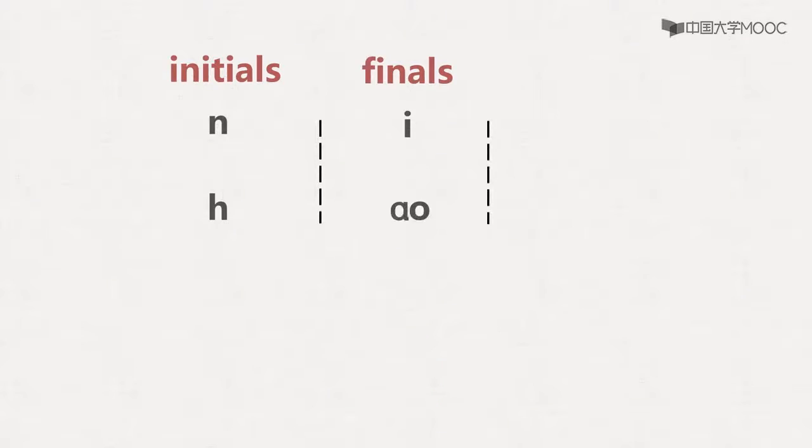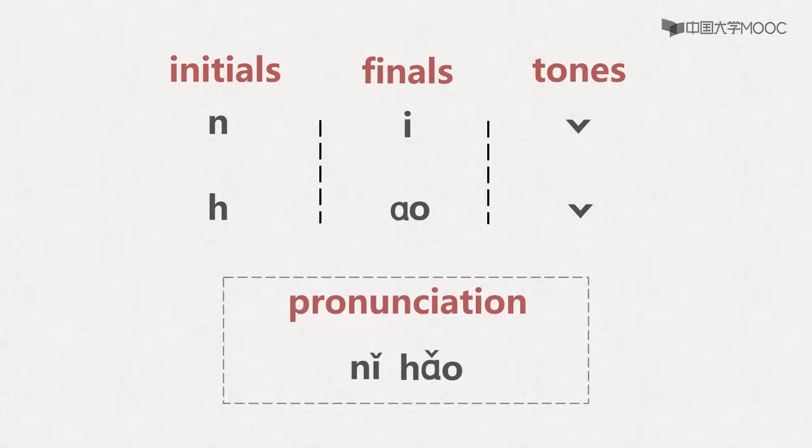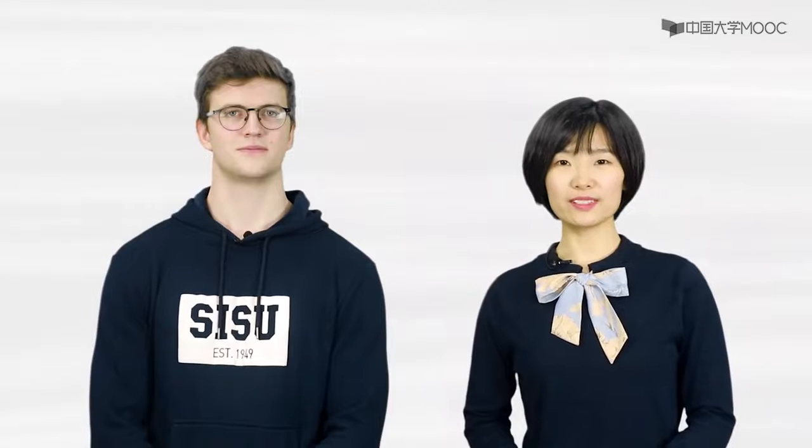Initials, finals, and tones. These 3 components combine together to represent the pronunciation of Chinese. So, how are the initials and finals pronounced? And how can we combine them into syllables?